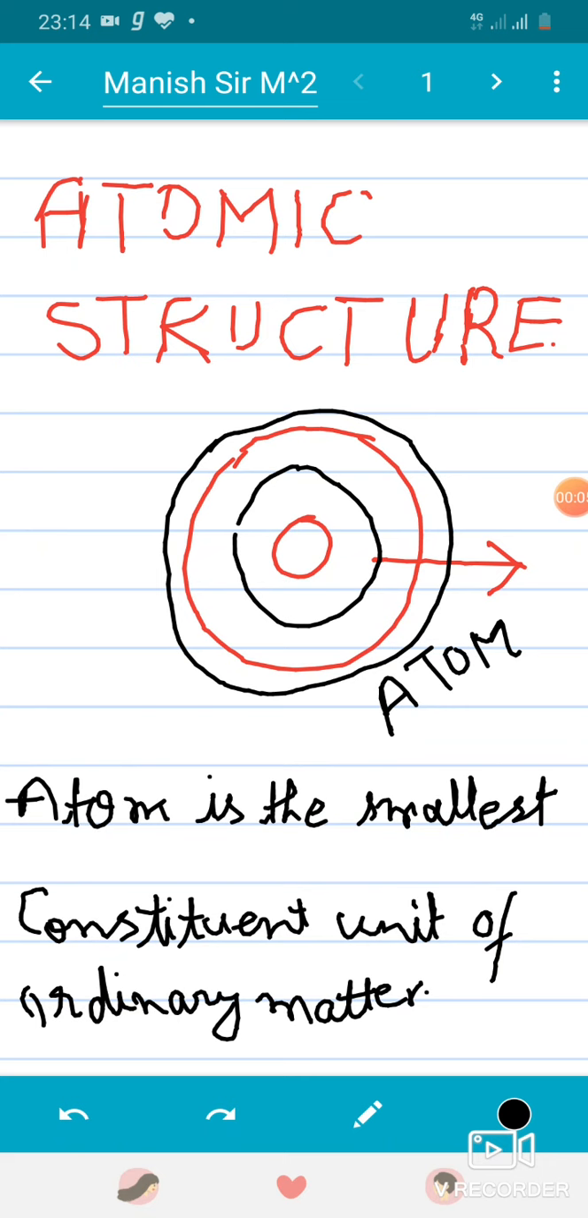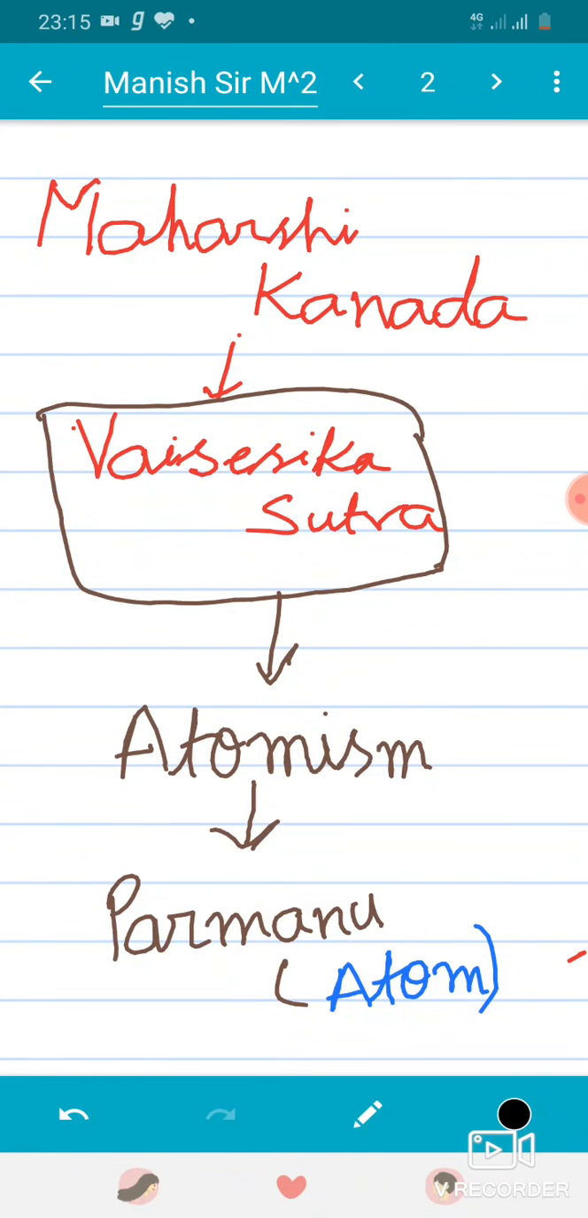Let us learn about atomic structure. In this topic, we will learn about what the atom is and what the atomic structure is. An atom is the smallest constituent unit of ordinary matter. It means the atom is the smallest constituent of any matter, which can be represented in a shell.